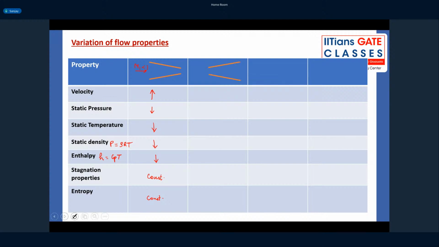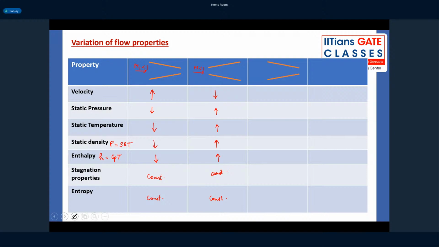Now let's go to the second case where you have a diverging duct. And let's again say you have a subsonic flow at the inlet. So because it's a diverging duct, it acts as a diffuser where velocity drops, Mach number drops, static pressure increases, static temperature increases, density increases, enthalpy is going to increase, stagnation pressure is going to be constant, and entropy is going to be constant. Okay.